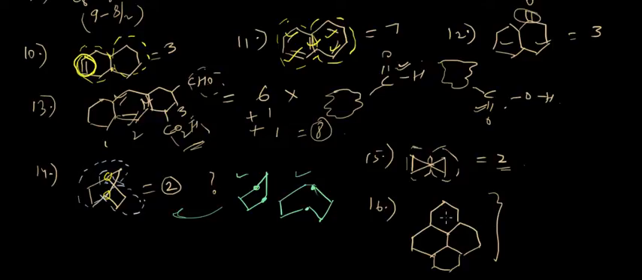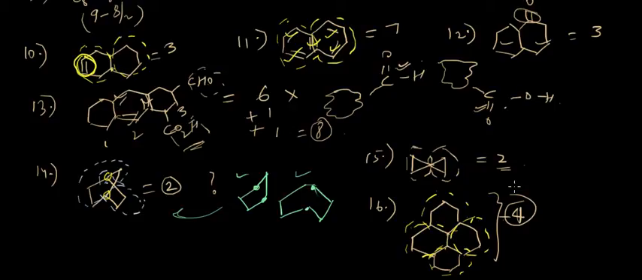So DBE for this compound is clearly 4. Why? First ring, second ring, third ring, and fourth ring. So DBE is 4 for this compound. Okay, so this brings us to the end of the calculation of DBE lecture.